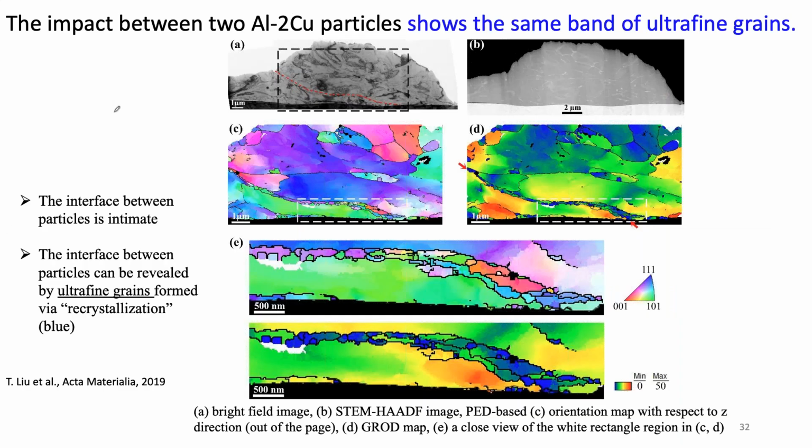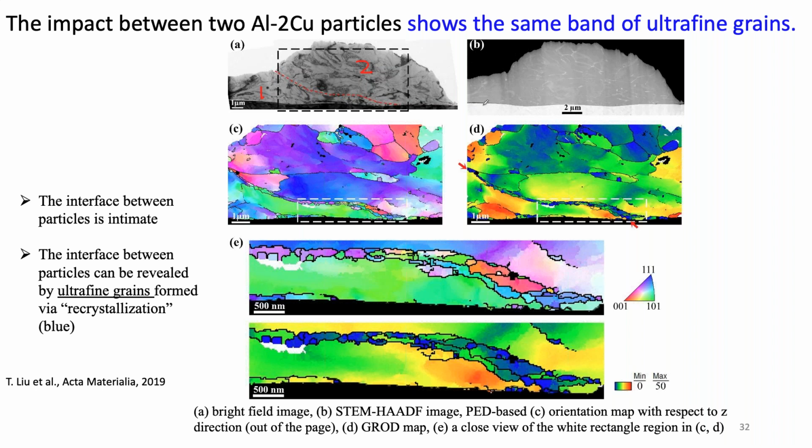This was, again, a happy happenstance. So Tien was looking at single particles, but she found one that was actually 2 particles. And so we've got particle 1, if you will, and particle 2, and the red dashed line is the impact interface between the two. I don't think she knew that when she was FIBbing this out, but when she got in the TEM, it became apparent.